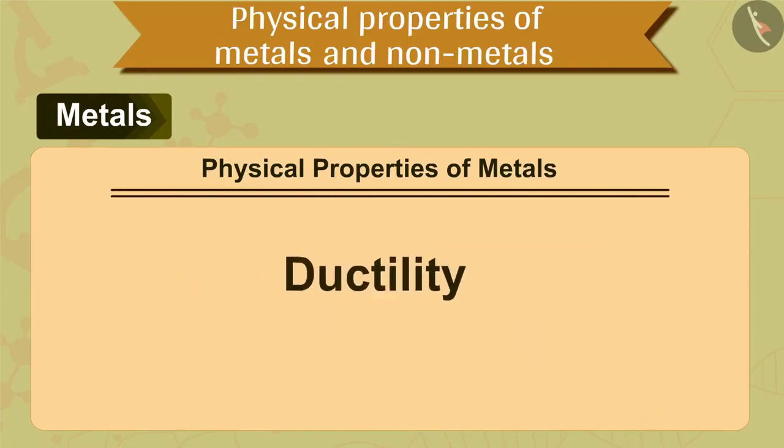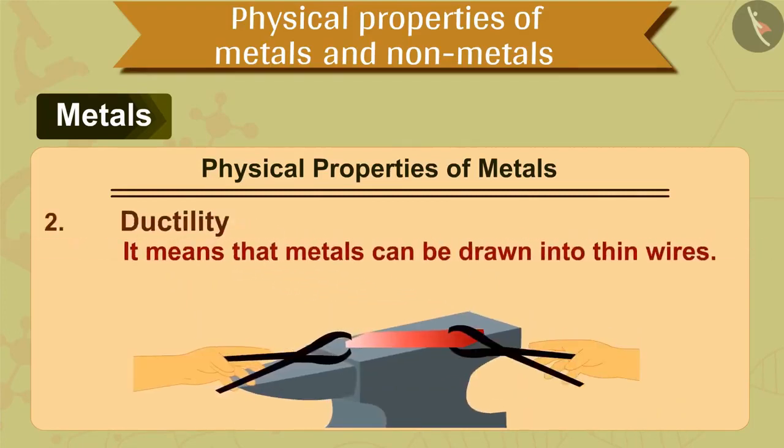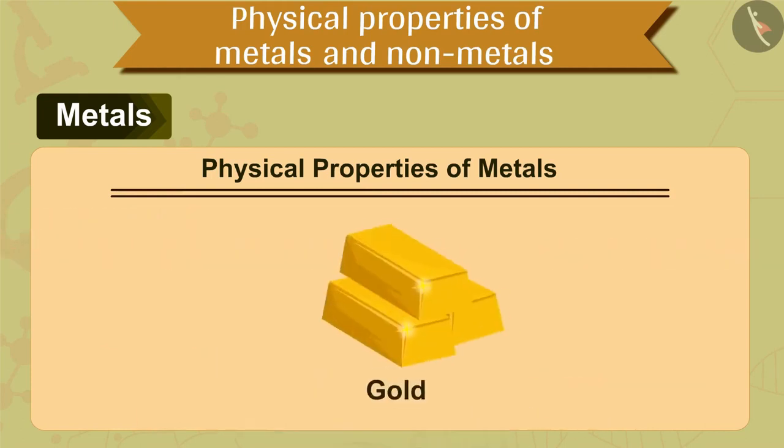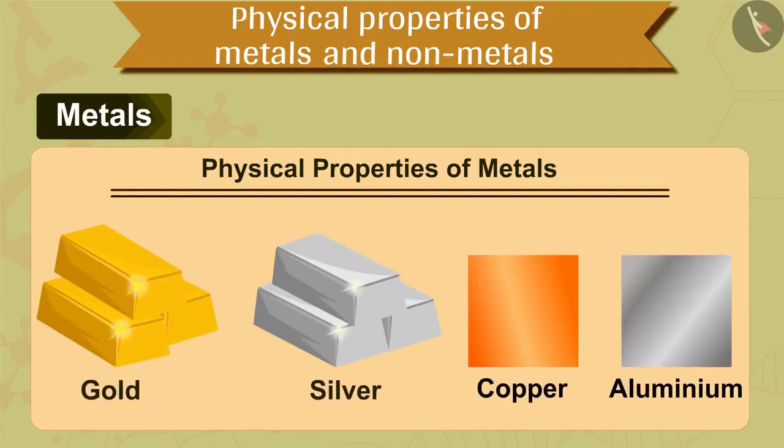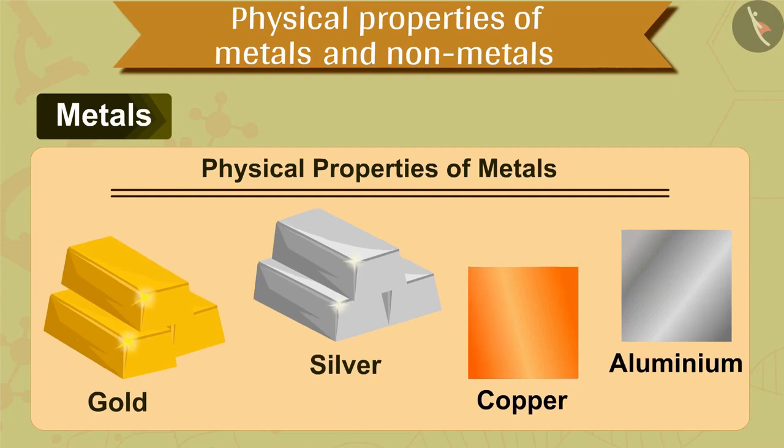The second property is that metals are ductile. What is the meaning of ductility? It means that metals can be drawn into thin wires. Gold is most ductile metal. Silver is also among the best ductile metals. Copper and aluminium metals are also ductile and can be drawn into thin copper wires and aluminium wires.